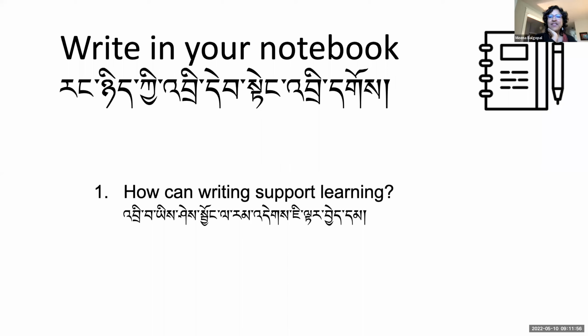Does anybody else have any thoughts about other benefits other than recalling concepts?